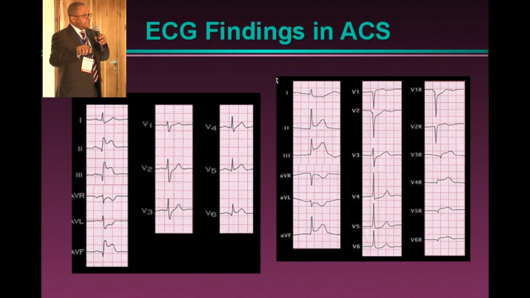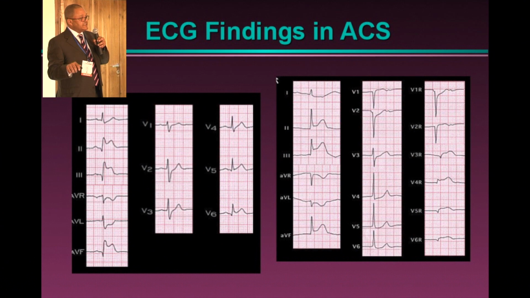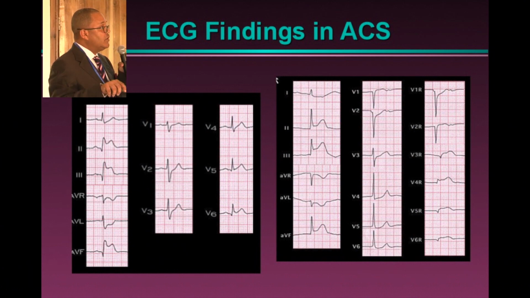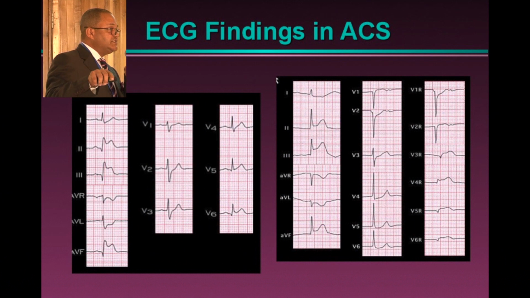Okay, so we say ECG. What do you expect to find? I think there's a couple of talks on ECG, but what do you expect to find in ECG? Well, in this case, acute coronary syndrome, like I said, is either unstable angina or it is acute myocardial infarction. Now, in this case, you can see the ECG tracing here.